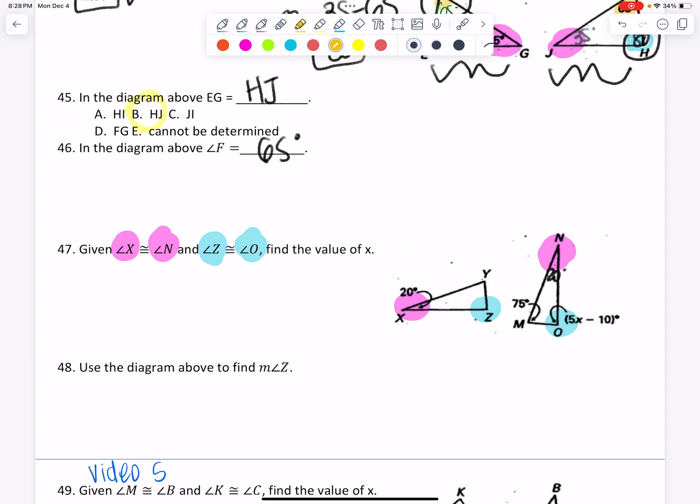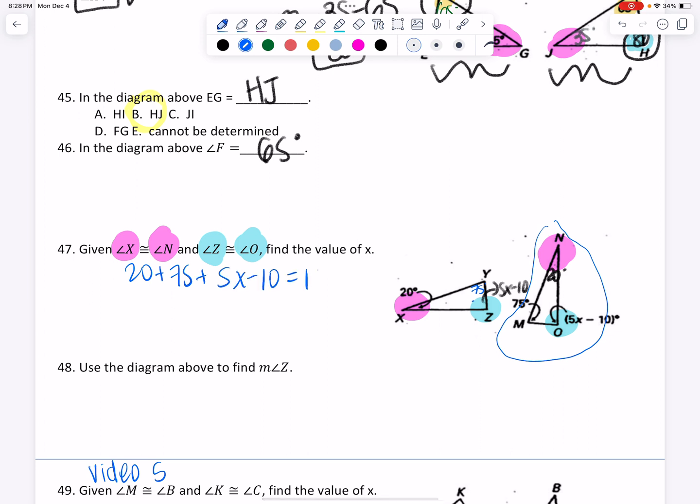Okay, that can also be 5x minus 10. I can copy that into both, so that is 5x minus 10. And we want to find the value of x. The first thing I notice is that all three of these values should add up to 180. And I could also copy the 75 here as well for the Y. And so I can go 20 plus 75 plus 5x minus 10 equals 180.